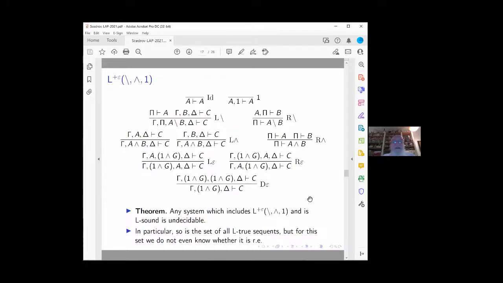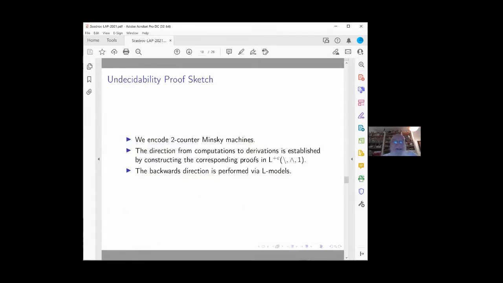All right, and so here's the sequent calculus presentation of this small fragment. And the theorem is that any system which includes this and is L sound is undecidable. In particular, so is the set of all L true sequents. However, a big caveat here, I want you to keep that in mind: we do not know whether this set is RE. So it could be worse than just undecidability.